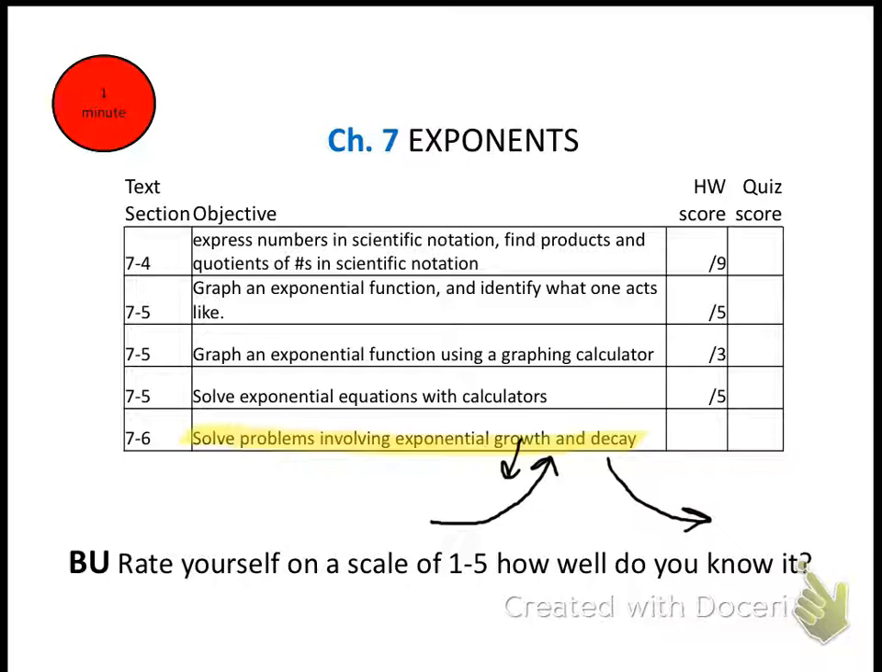Okay, so this is nothing new. We're just looking at the real world connections now. And we're looking at writing the actual equations that go with these real world connections to think more about growth and decay exponentially.